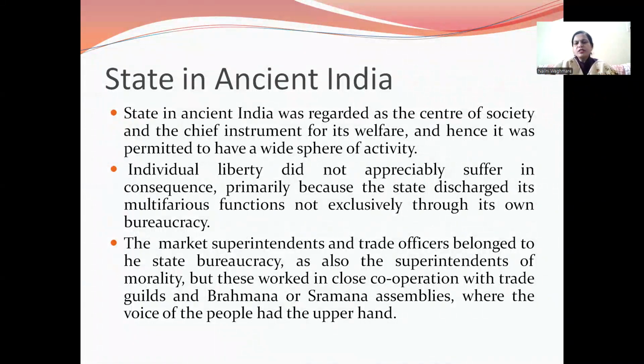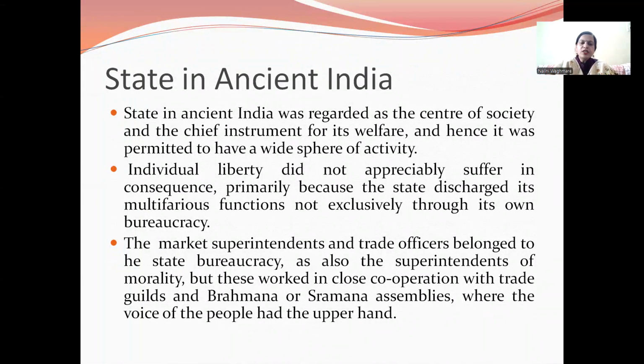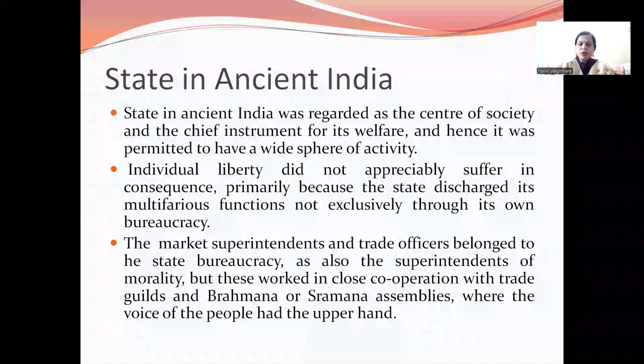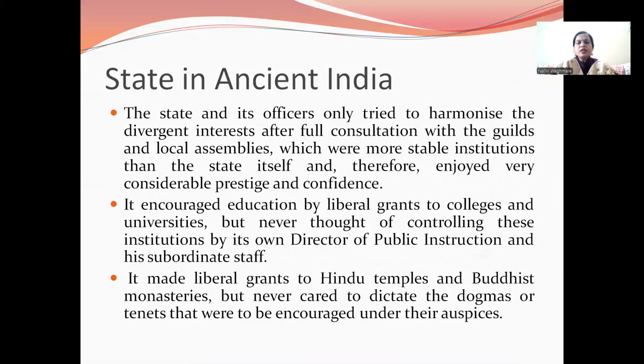The state in ancient India was regarded as the center of society and the chief instrument of its welfare. Hence, it was permitted to have a wide sphere of activity. Individual liberty did not appreciably suffer in consequence, primarily because the state discharged its multifarious functions not exclusively through its own bureaucracy. The market superintendents and trade officers belonged to the state bureaucracy, as also the superintendents of morality, but these worked in close cooperation with trade guilds and Brahmana and Sramana assemblies, where the voices of the people had the upper hand. The state and its officers only tried to harmonize the divergent interests after full consultation with guilds and local assemblies, which were more stable institutions than the state itself, and therefore enjoyed very considerable prestige and confidence.